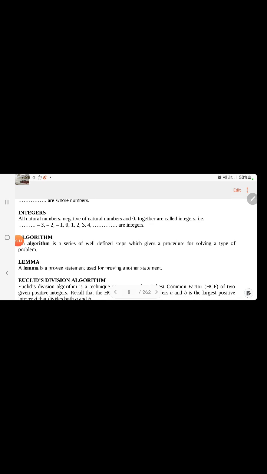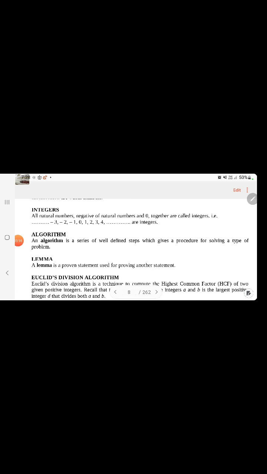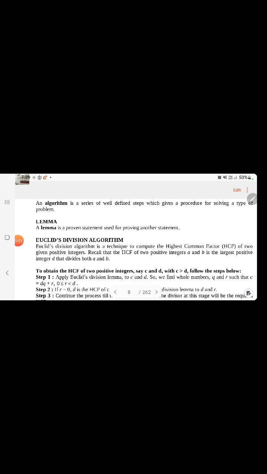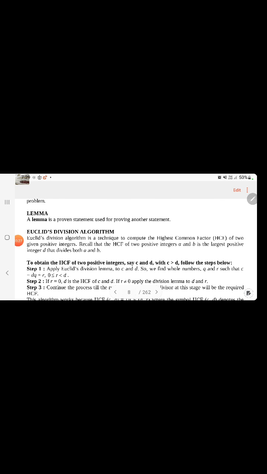And what is an algorithm? An algorithm is a series of well-defined steps which gives a procedure for solving a type of problem. And lemma. A lemma is a proven statement used for proving another statement. So, what is the application of Euclid's division algorithm? This is a technique to compute the highest common factor of two given positive integers.